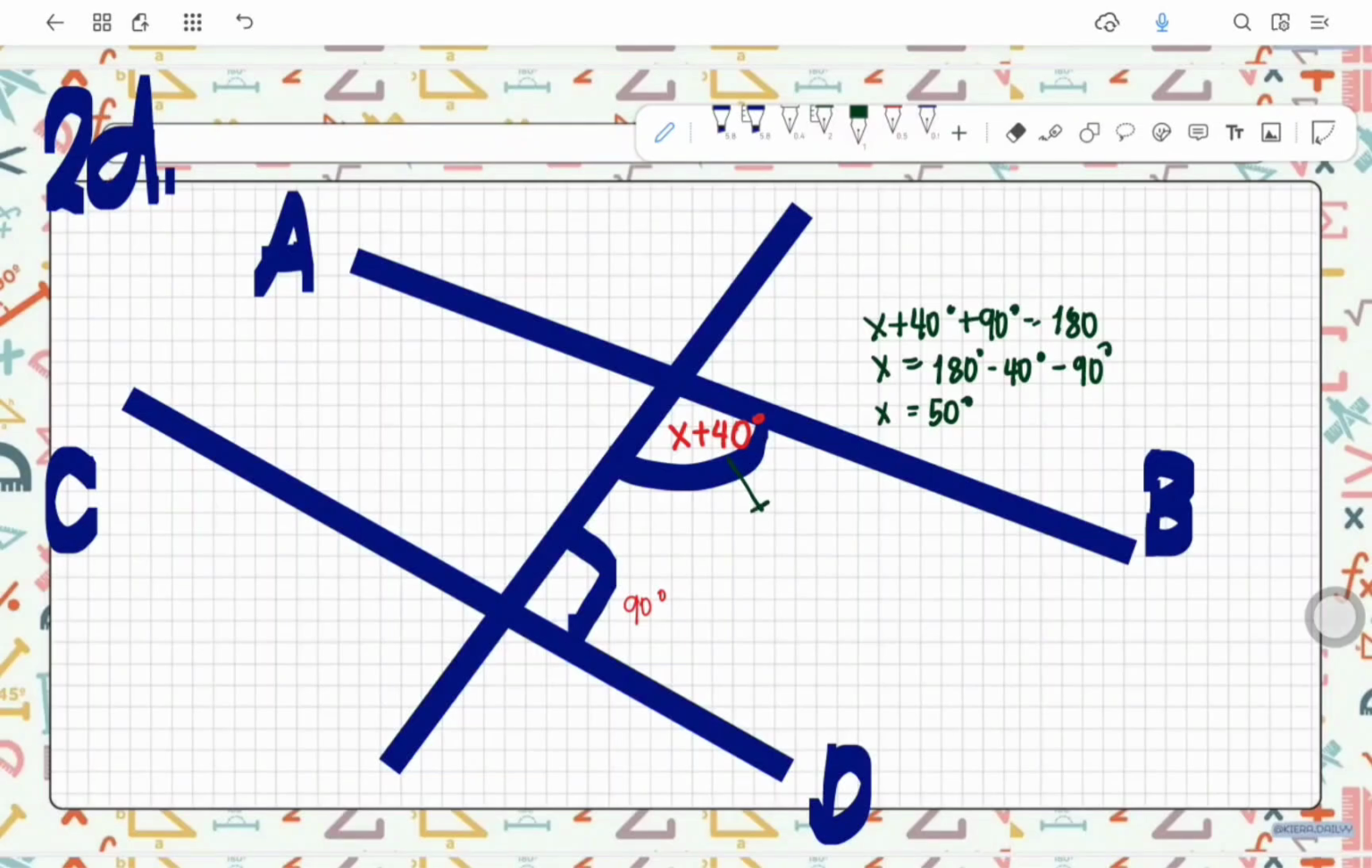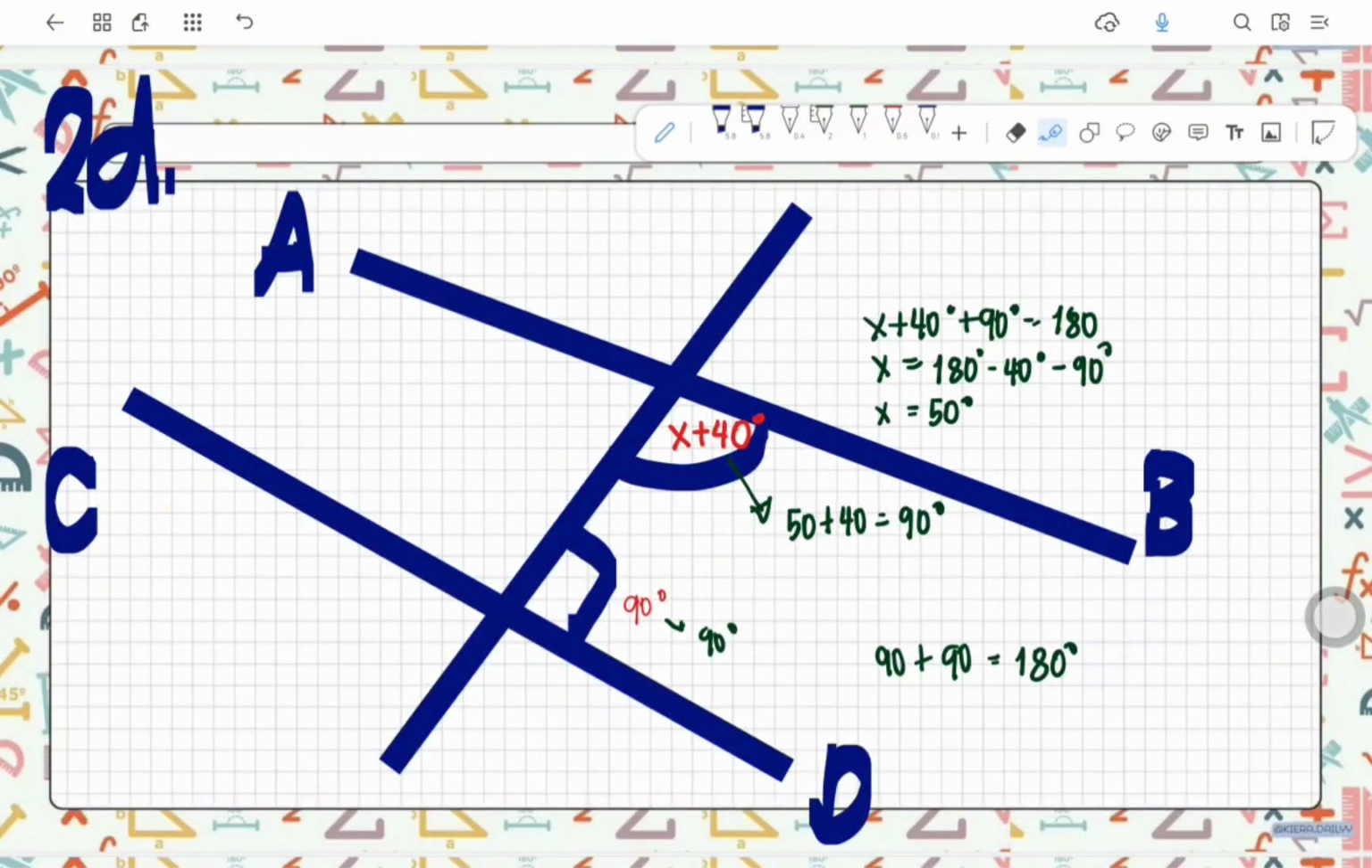If we are going to substitute the value of x, this will be 50 plus 40, which is equal to 90 degrees, another 90 degrees. If we add them together, 90 plus 90 is equal to 180 degrees, and our answer again is correct.